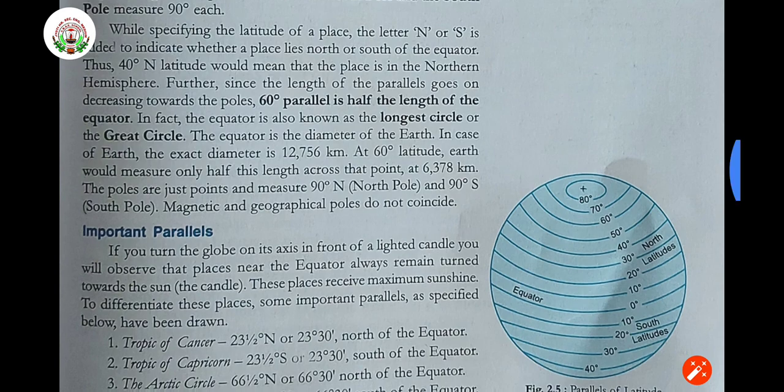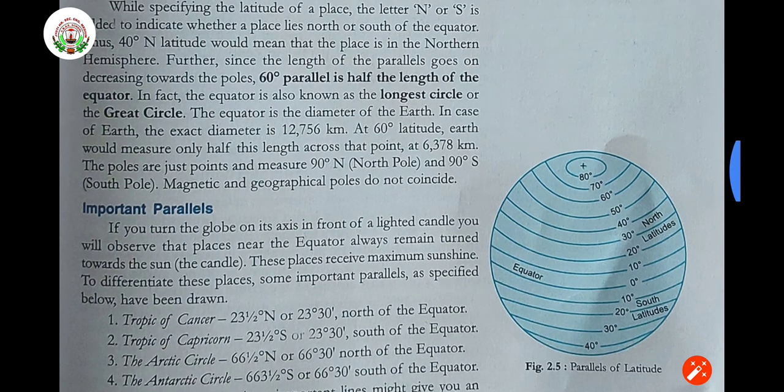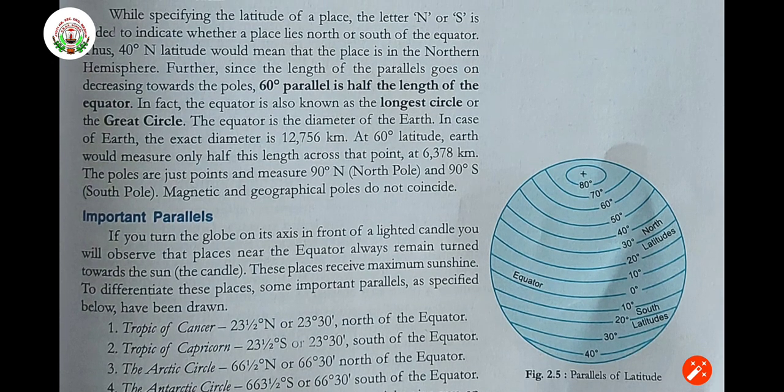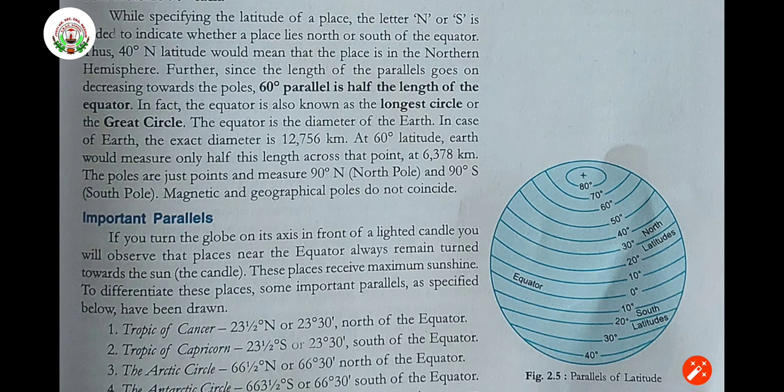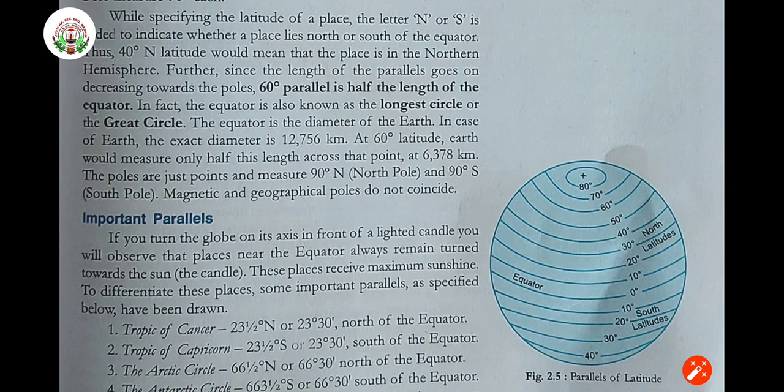In fact, the equator is also known as the longest circle or the great circle. Okay, equator is bigger as compared to the circles near the North Pole and South Pole. So the line which is drawn on the equator is the great circle or the longest circle. After that, the lines are going to reduce till they reach the North Pole and South Pole. The equator is the diameter of the earth.